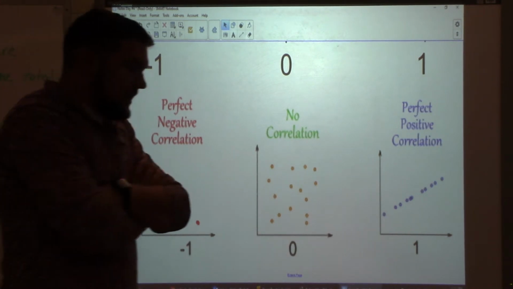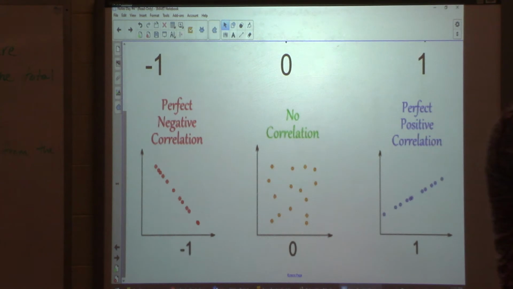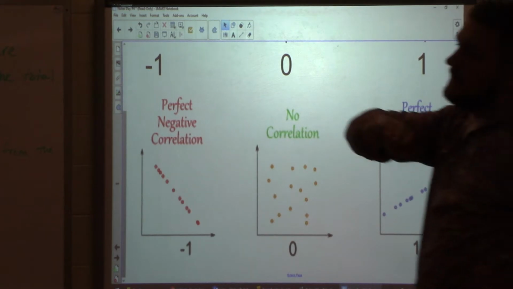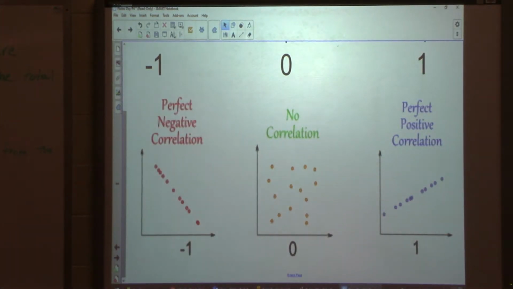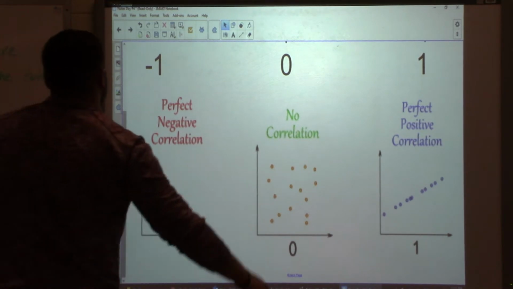So what we're going to do today, like I said, we're going to plot some points. We're going to try and figure out what kind of correlation it has. And we're going to try and make a line based off that correlation, whether it's going to be a positive sloping line or a negative sloping line. And we're going to make what we call a line of best fit. All right?